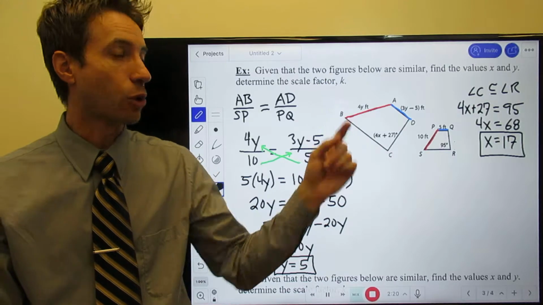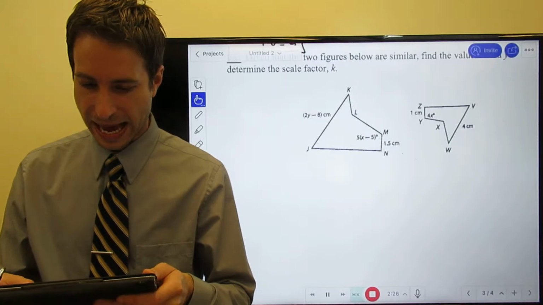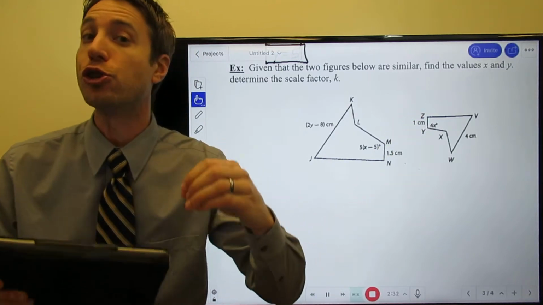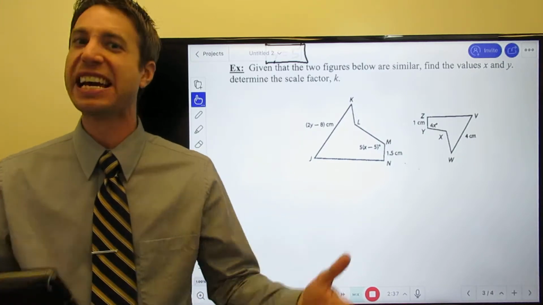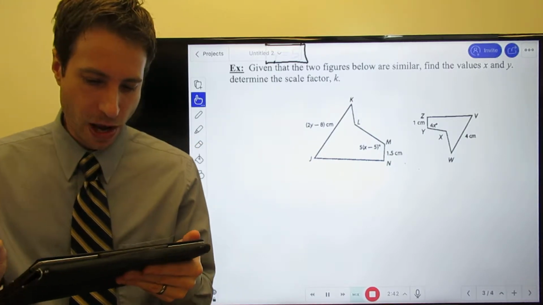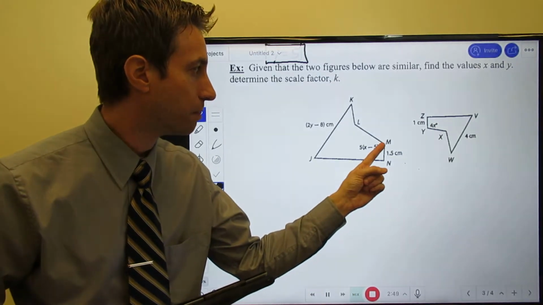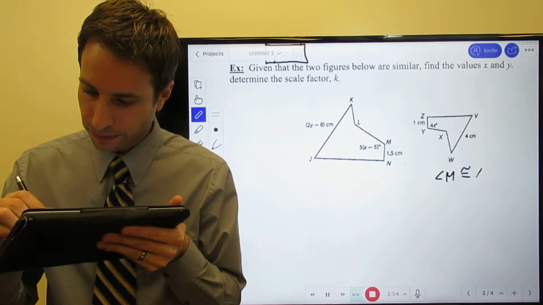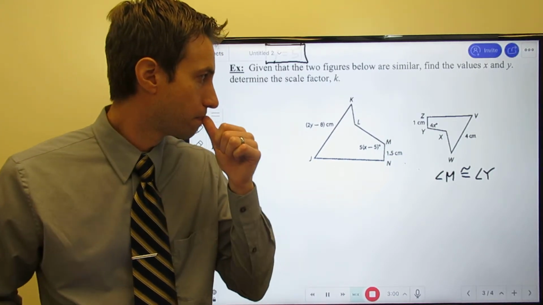Based on the fact I told you the figures were similar. Hey, let's do another one. Now that we're getting the hang of it, here we go. Once again, I tell you, given that the two figures are similar, you know the ratios have to be the same. It has a scale factor k. But let's do the angle part first, because that's always a little bit easier. So what do I know about the angles? Well, it looks like, sure enough, angle M is congruent to angle Y. Plug and chug, do a little bit of algebra, you'll be all set.